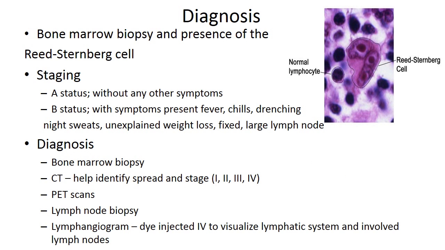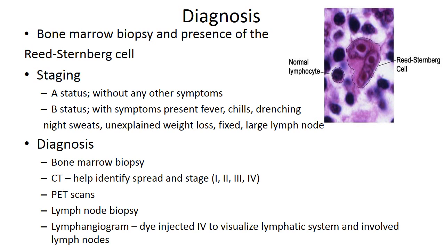So the diagnosis of Hodgkin's lymphoma is also the bone marrow biopsy. That is the definitive diagnosis, and it will reveal a presence of the Reed-Sternberg cell. If you look at the picture to the right, you can see a normal lymphocyte cell that is seen on a microscope, and then you can see the Reed-Sternberg cell and the very defining characteristics of that cell.